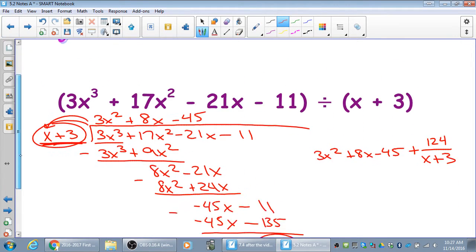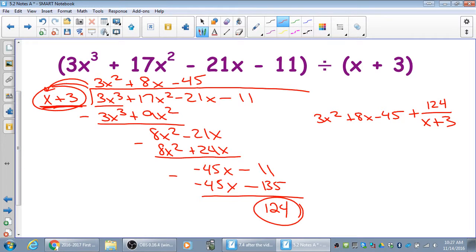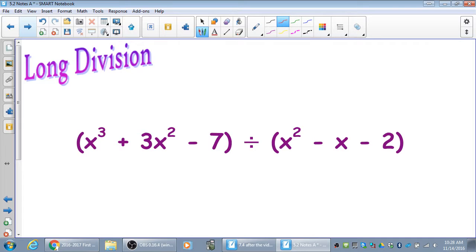This one is not a factor. That x plus 3 does not divide this nicely because there's a rather large remainder. There's a remainder other than 0. That is not a factor. That's the information you can get from long division.